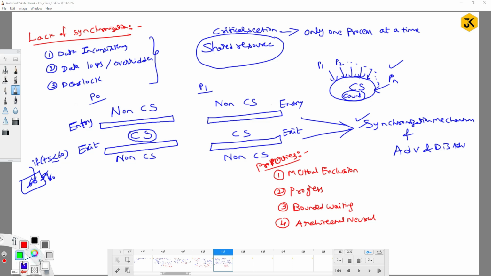What is the general meaning of mutual exclusion? Which means that at any point of time, there should be only one process in the critical section. Then I can say that that algorithm is achieving the mutual exclusion property.